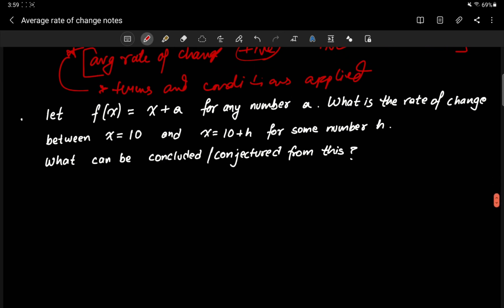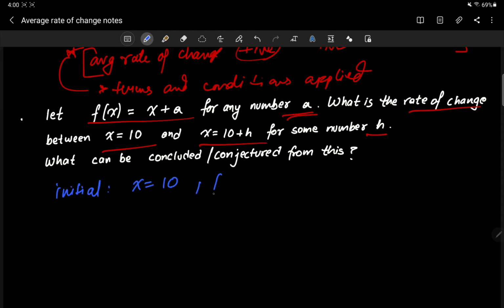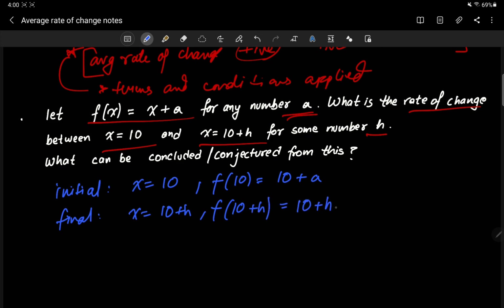Okay, now a more general question says, take x plus a to be this function for any number a. What is the rate of change between x equals 10 and x equals 10 plus h for some number h? So let's take my initial. The initial position is x equals 10, and then the output is 10 plus a. My final in terms of input is 10 plus h. In terms of output is what happens when I plug in this 10 plus h, which is 10 plus h plus a.